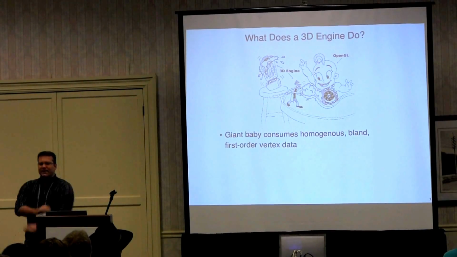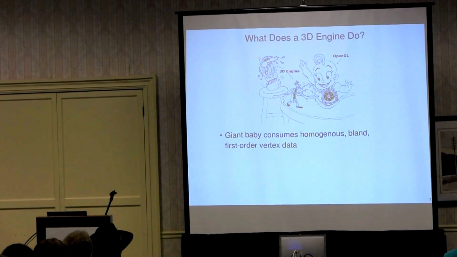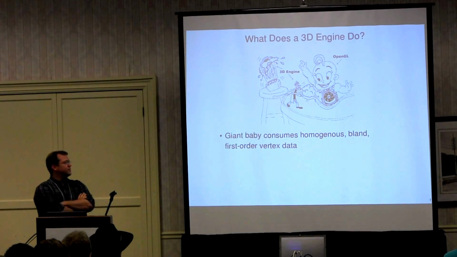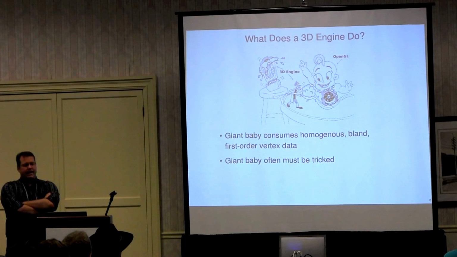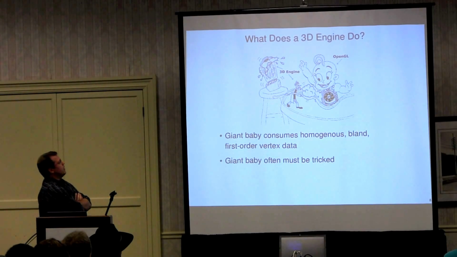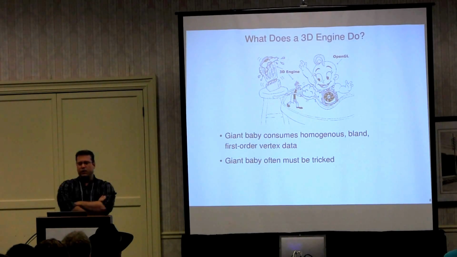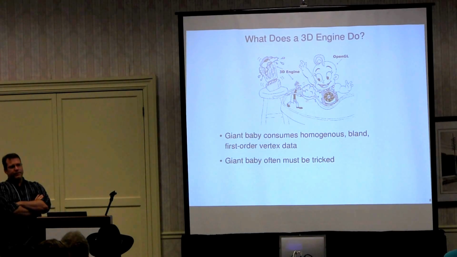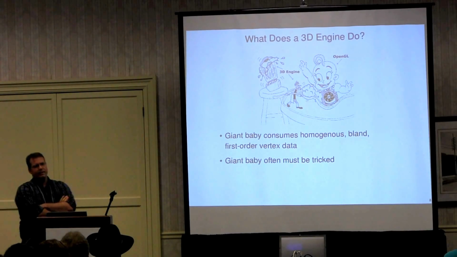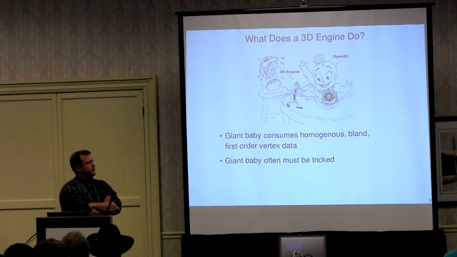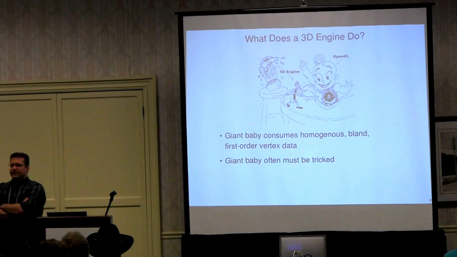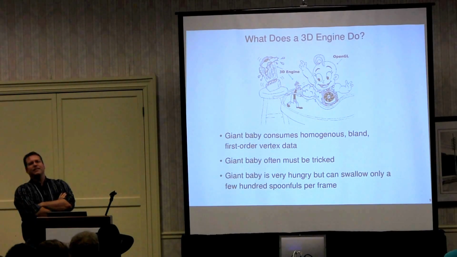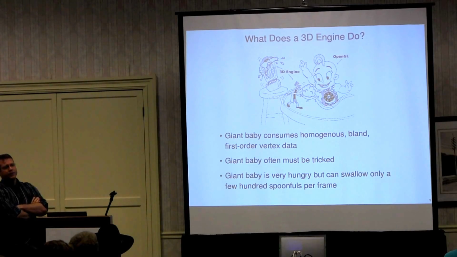Right. It spoon feeds a giant baby. The giant baby, OpenGL, which is connected to the graphics card, consumes homogeneous, bland, first-order vertex data, and instead of rocket ships and cars and things, you often have to trick the giant baby into eating things. For example, I had a very difficult time getting my giant baby to eat 200 matrices per frame, and so I mixed them in with the vertex data, and that worked out okay. The giant baby is very hungry, but can only swallow a few hundred spoonfuls per frame.